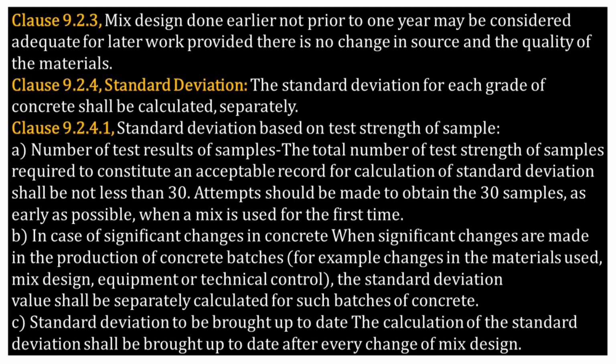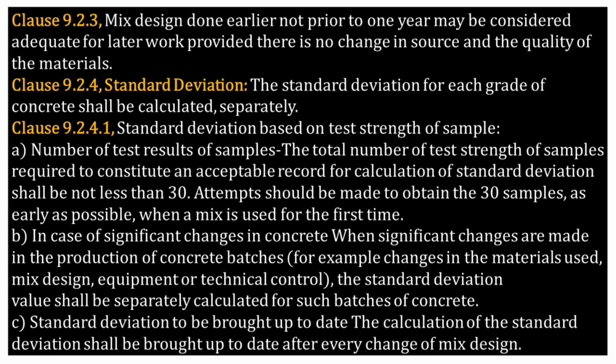Clause 9.2.4, Standard deviation, the standard deviation for each grade of concrete shall be calculated separately. Clause 9.2.4.1, Standard deviation based on test strength of sample. A. Number of test results of samples. The total number of test strength of samples required to constitute an acceptable record for calculation of standard deviation shall be not less than 30. Attempts should be made to obtain the 30 samples as early as possible when a mix is used for the first time.